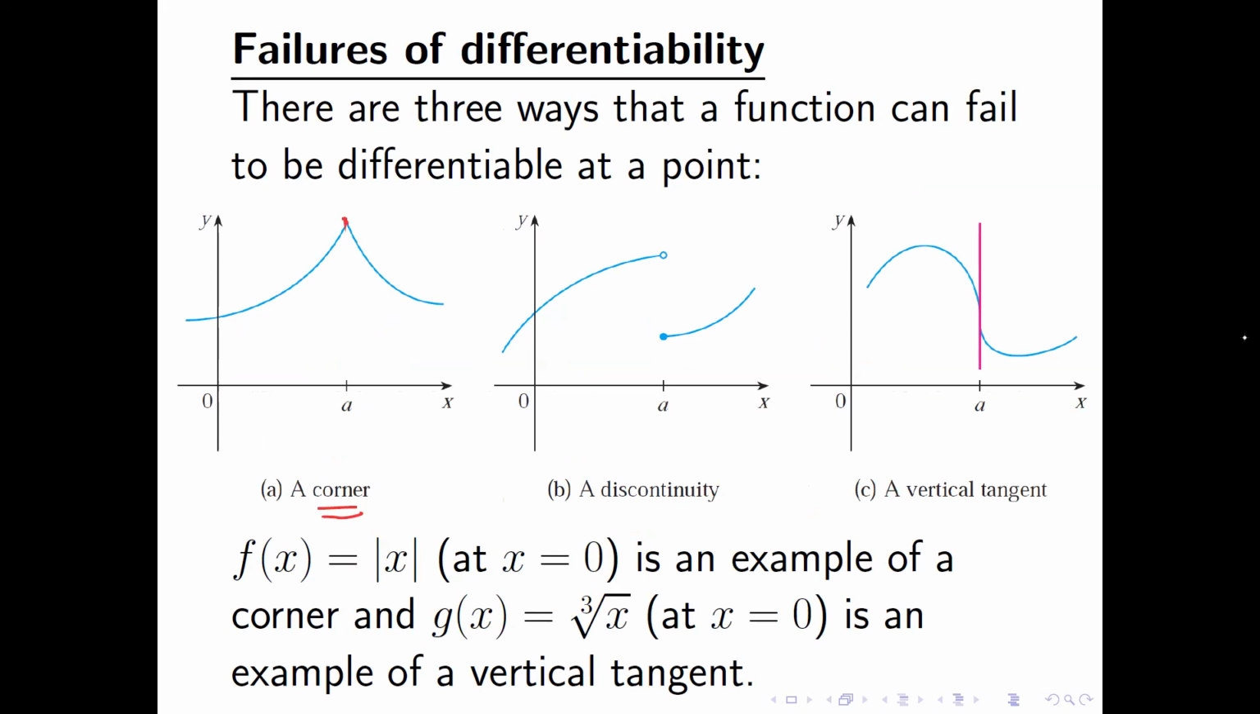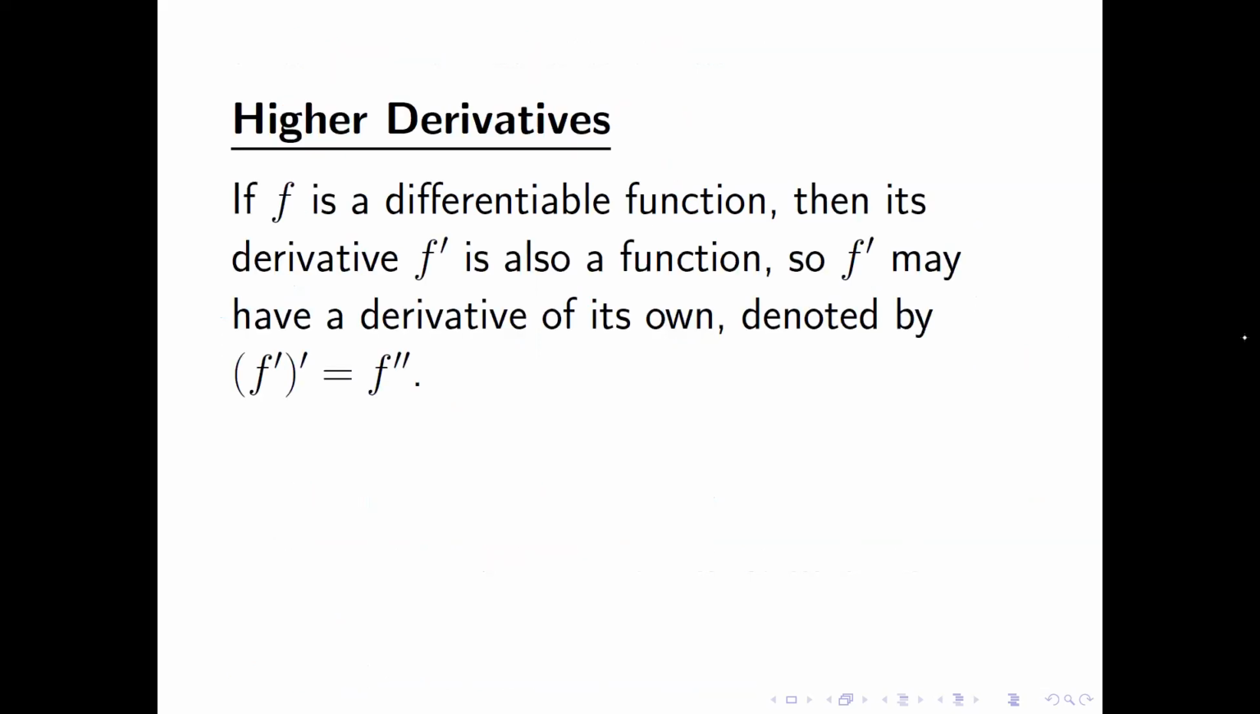And we have discontinuity, where the function is discontinuous, so the differentiability fails. And then we have a vertical tangent. As an example, one can look at g of x equal to the cube root of x. This again is an example of where differentiability will fail, and this is a vertical tangent failure.